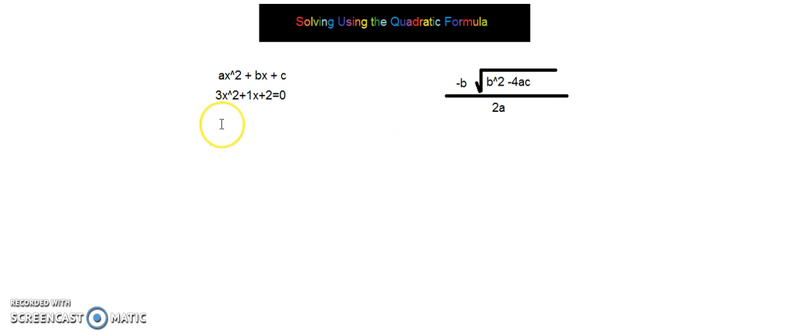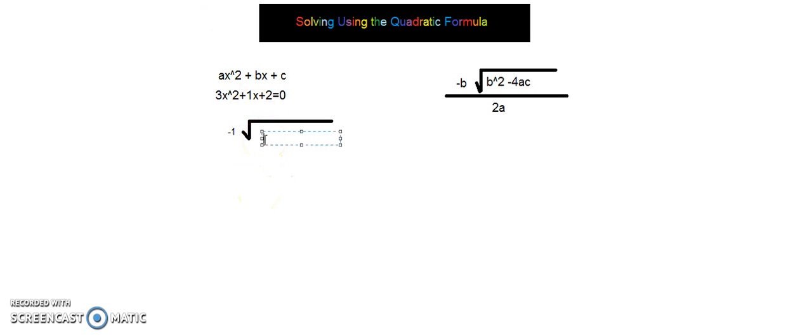You also need to know what each thing represents in your equation. So in our equation, 3 represents a, 1 represents b, and 2 represents c. Now that we know this, we can begin filling out our equation. So here we go. On the outside, we'll have negative 1 because b is 1, and we have to add a negative according to the formula.